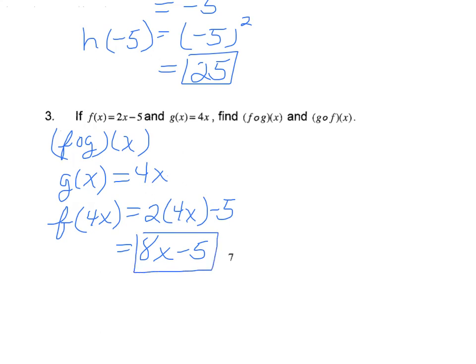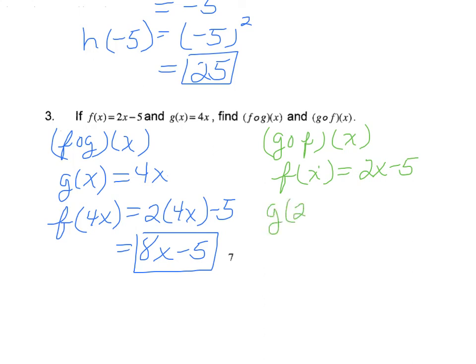So what did we do in this case? We basically plugged g of x into f of x. All right, so now let's go on and try another one. Let's go and do g of f of x. So remember, you work right to left. So we're going to start off with f of x. Well, f of x is nothing more than 2x minus 5. Now that we know what f of x is, we've got to find g of f of x. So we're going to find g of 2x minus 5.